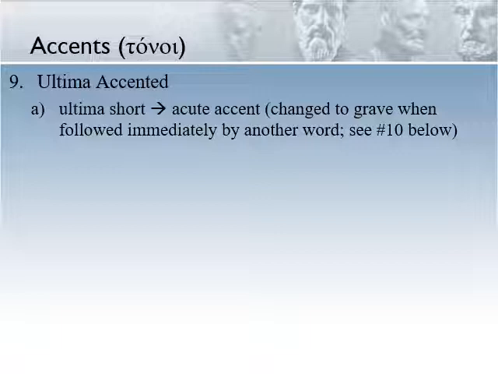In other words, an acute accent on the ultima will always change to a grave when this word is followed immediately by another word. Now, if there's a punctuation mark after it, it'll stay as acute. If it comes at the end of the sentence, it'll be acute. But if another word follows immediately, then what normally would have been an acute accent will change to the grave accent. And you will only find the grave on the ultima.